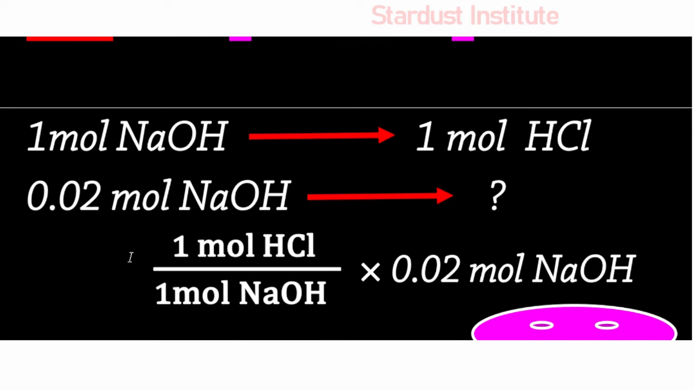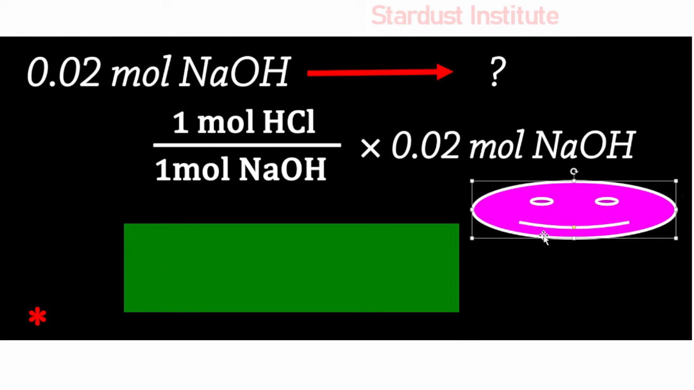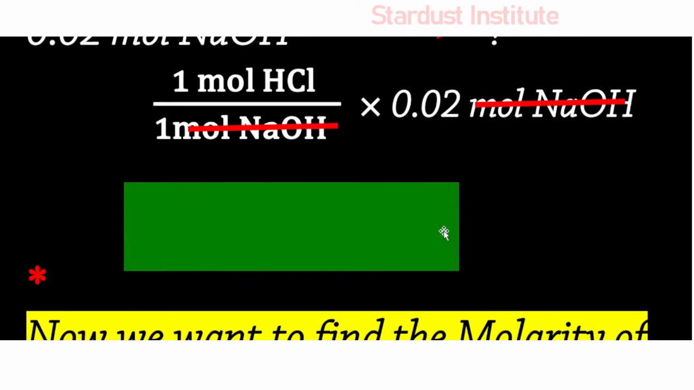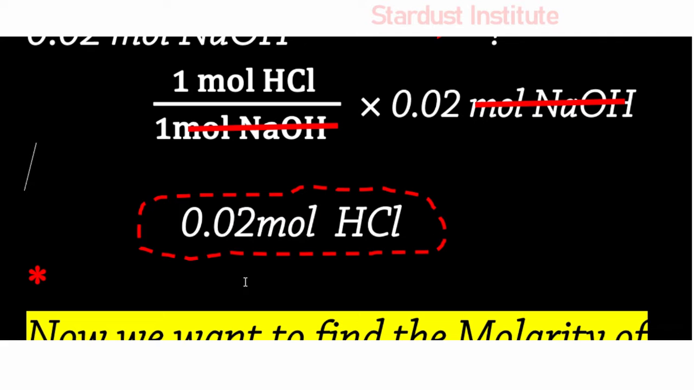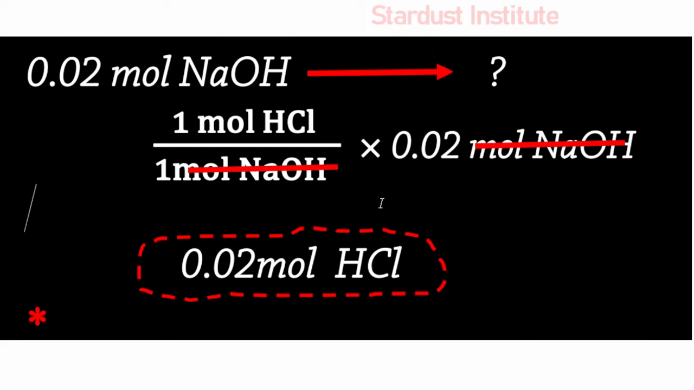We can find the answer in this way: 1 mole HCl divided by 1 mole sodium hydroxide multiplied by 0.02 moles of sodium hydroxide. We should cancel out units. Mole sodium hydroxide, mole sodium hydroxide. Then we get 0.02 moles of HCl. It's a very simple problem, but this is the method to find the answer.